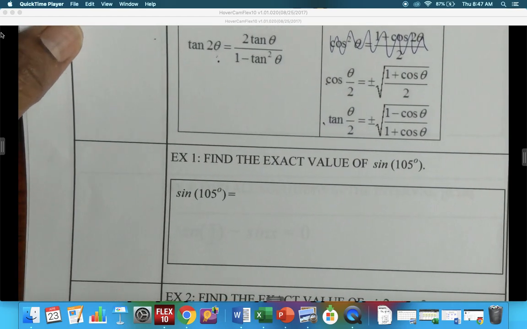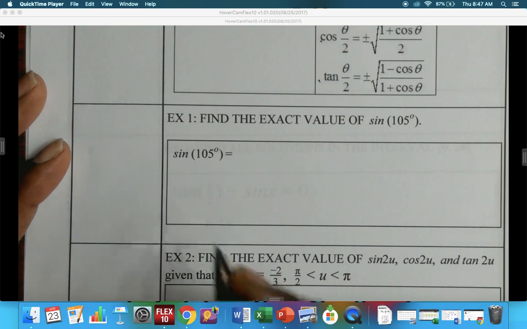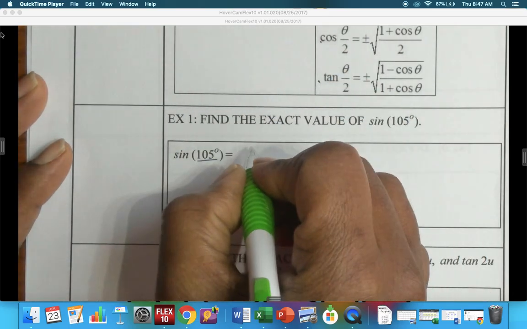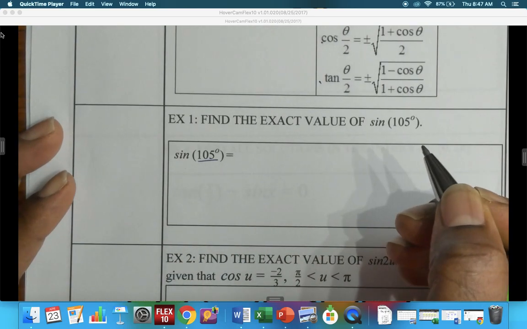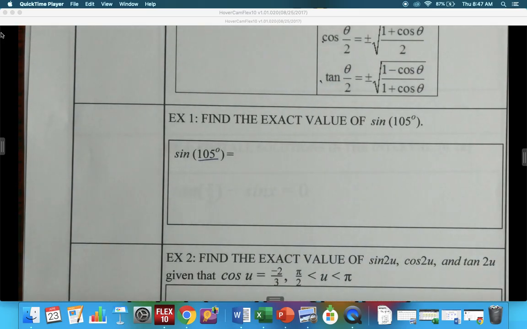All right, so let's go back to our example. Sine of 105 degrees. Like we said, 105 is the same thing as 210 divided by 2. Sometimes it's like, how would I know that? Did that number just pop out of the air? Sometimes you can double and figure it out in your head.